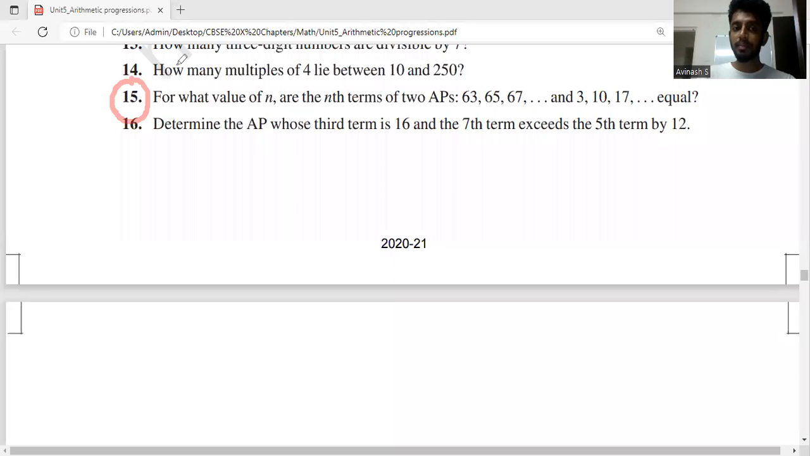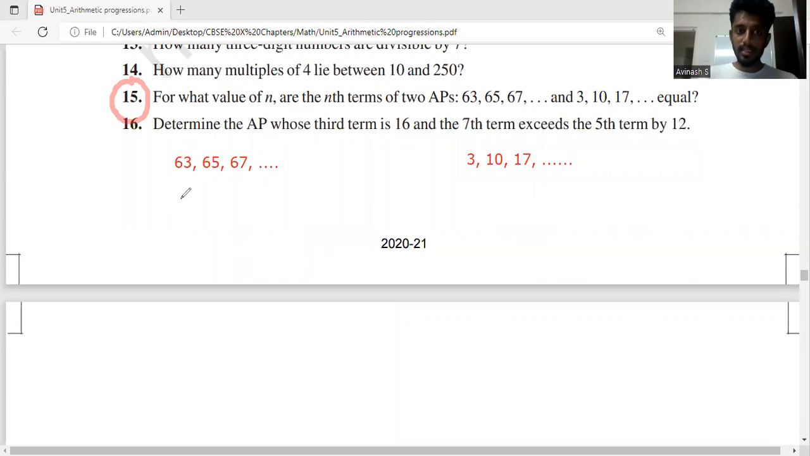When it comes to the 15th problem, they're asking for what value of n are the nth terms of the two APs equal. So there are two APs that are given. So first one is 63, 65, 67, and so on. So this is the first AP. And also they have given one more AP, which is 3, 10, 17, and so on. They have given two different APs.